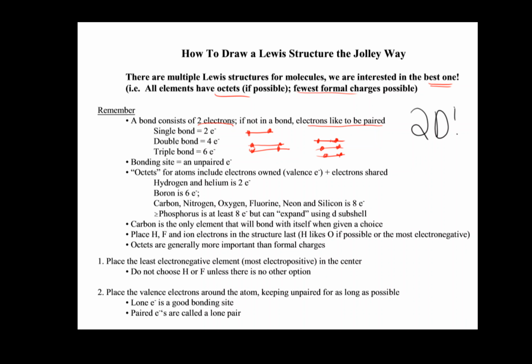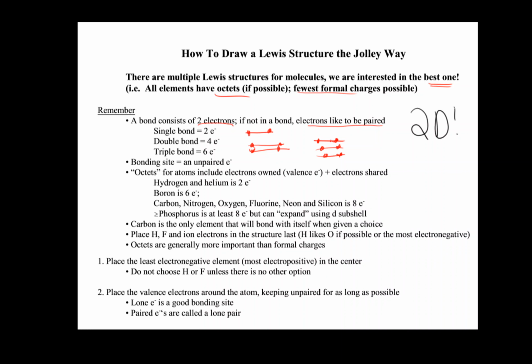All right, so first of all, bonds can be written with lines. You don't necessarily have to have the lone pairs or the electrons in there. That is completely up to you, but it does make the picture a little bit cleaner. All right, a bonding site is an unpaired electron. Now remember, electrons do not like to be unpaired.